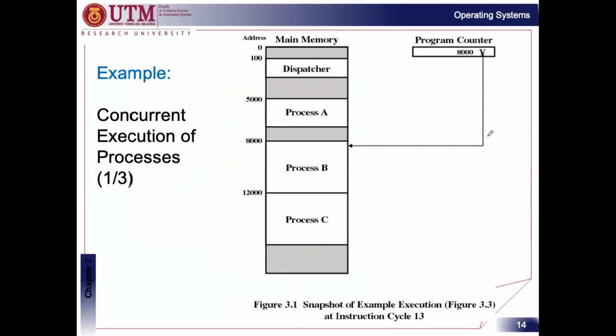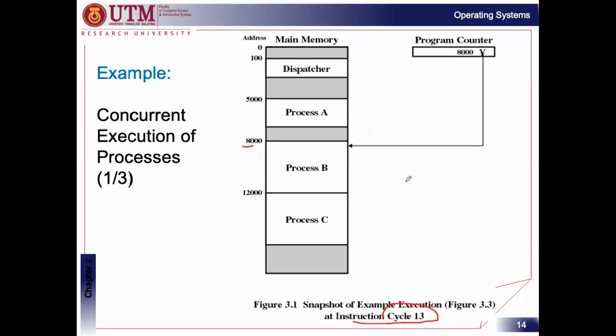Okay, we have the dispatcher starting at address 100. We have process A at 5,000, process B located at 8,000, and 12,000 for process C. The program counter is at B right now. This is a snapshot of the example execution at instruction 13, cycle 30.